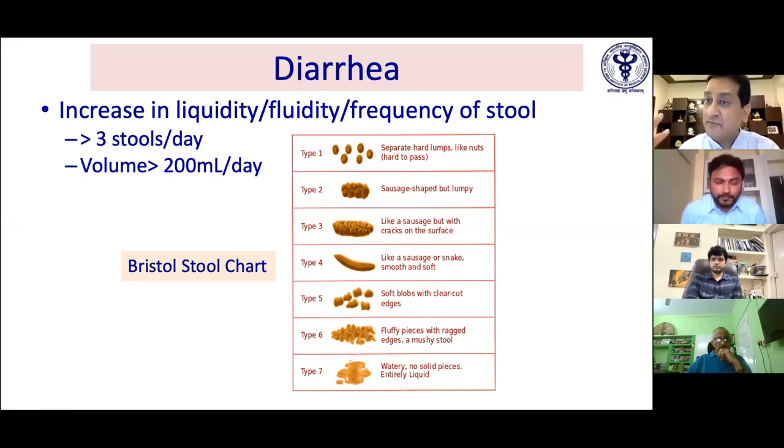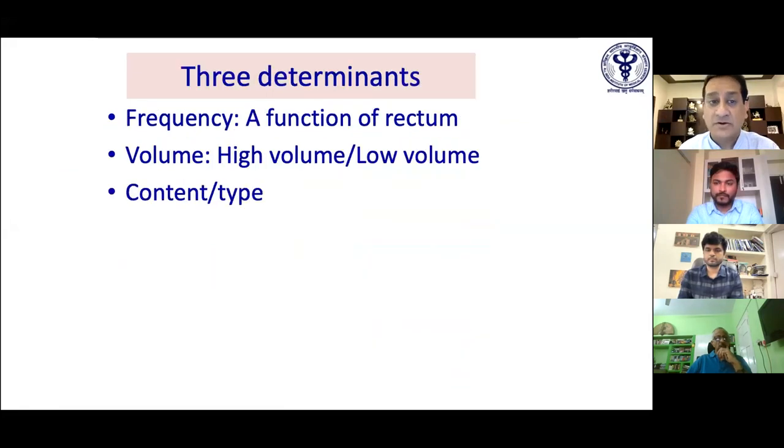Sometimes patients say, I have 4 frequency of stools, but the stool type is type 1 or 2. So this is not chronic diarrhea. Frequency is not the only thing which is important. Important is the type of stool. And this is the most important thing while interpreting a patient's chronic diarrhea.